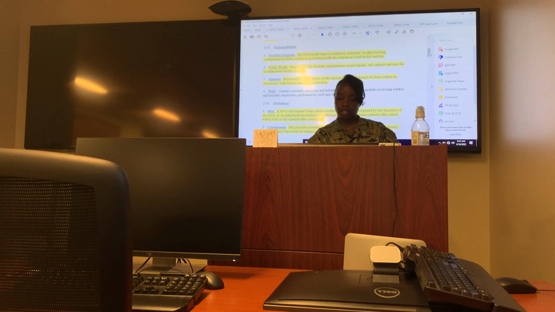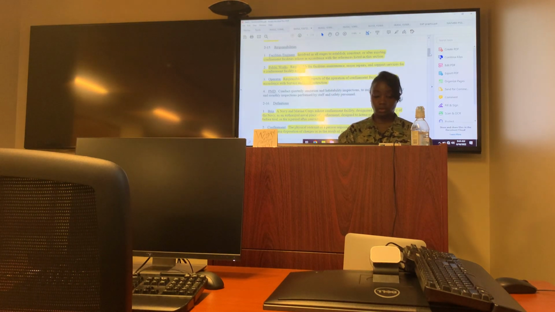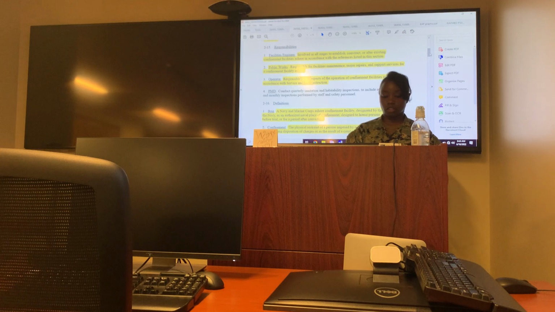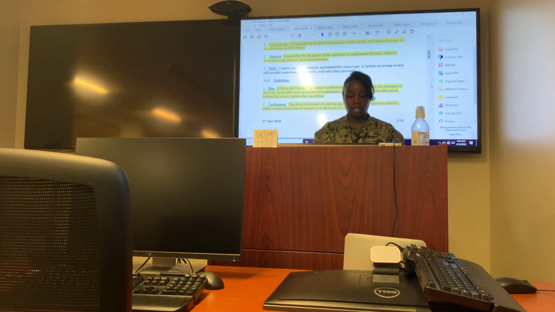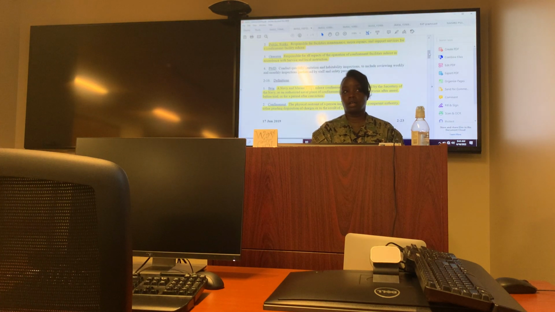Okay, so as far as the confinement facility goes, the facilities engineer is going to be in charge of making sure that the construction is the way that it's supposed to be. Public Works is going to do the major repairs for the confinement services. The operator is responsible for making sure that the operations of the confinement ashore are in standard with whatever the local instruction is, which will be provided by the base, or we can even use this publication for that as well.